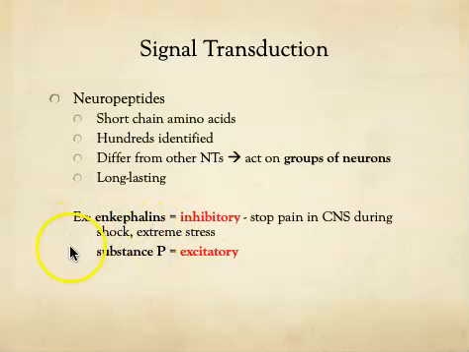A couple of examples of neuropeptides. There's one called substance P that is excitatory. And there's a group of neuropeptides referred to as the enkephalins. This is a fascinating group. These have inhibitory effects. The enkephalins are probably best known for their role during episodes of shock and extreme stress.